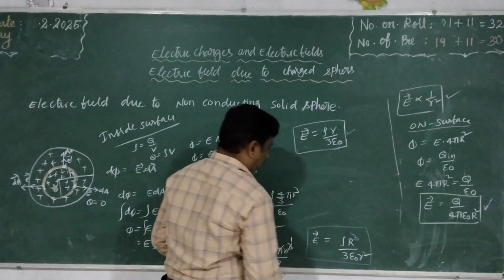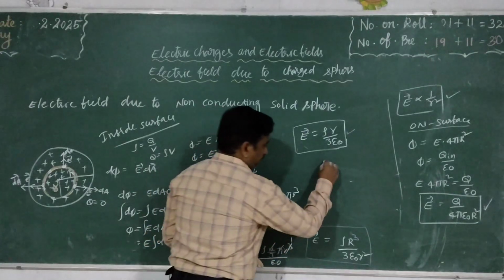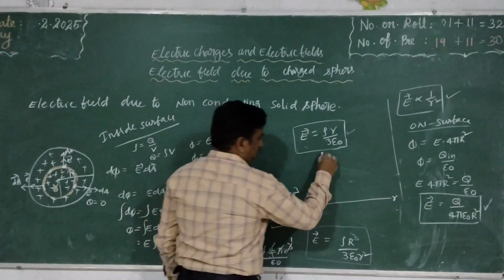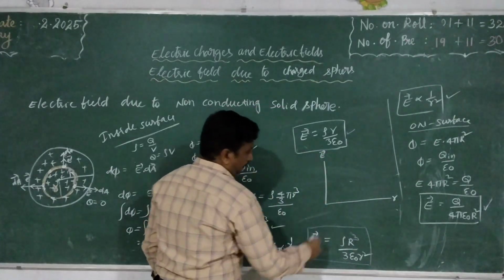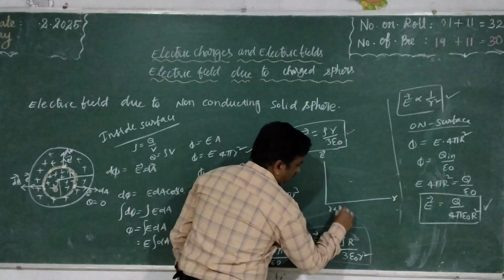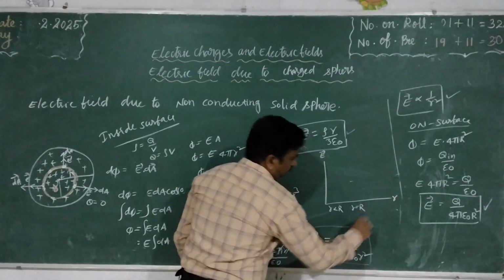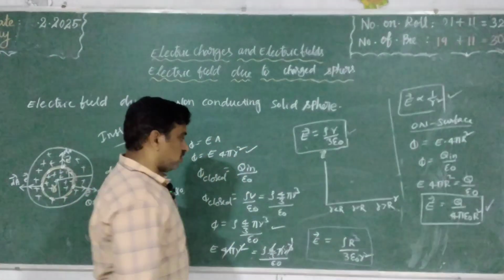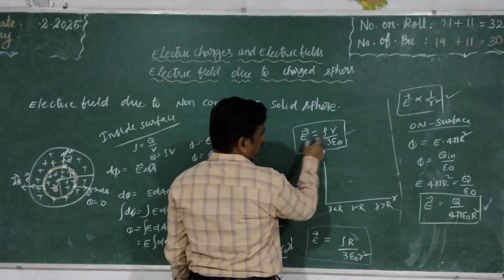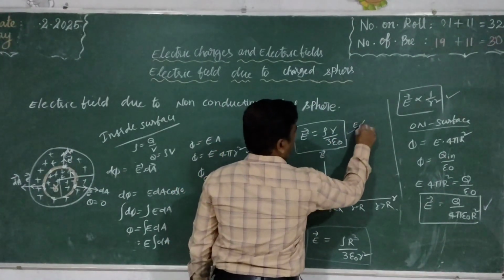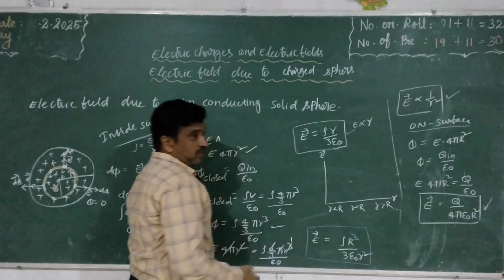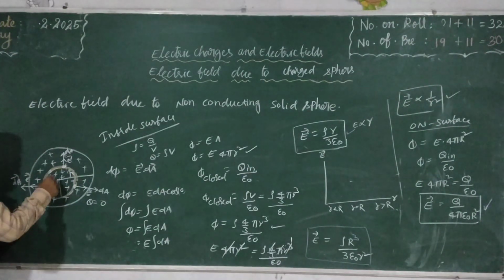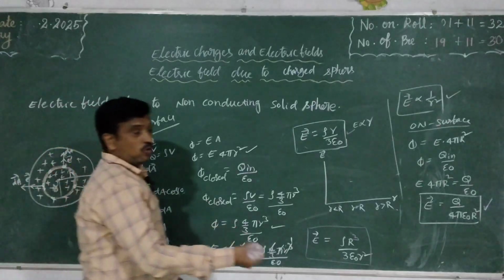See, I write here the graph. This axis is the radius and this is the electric field. Here we have three cases: r less than capital R, r equal to capital R, and r greater than capital R. First, r less than R. What is the relation here? E is proportional to small r. So the electric field inside the sphere, at distance from the center, is directly proportional to r.